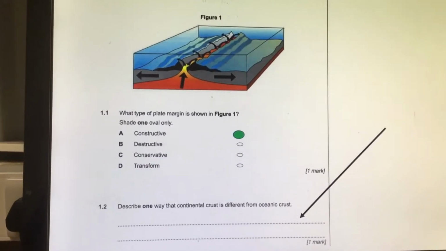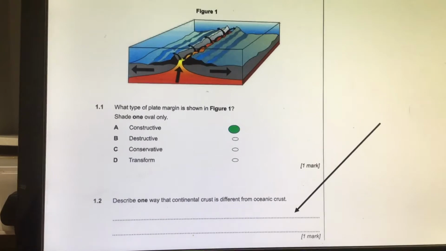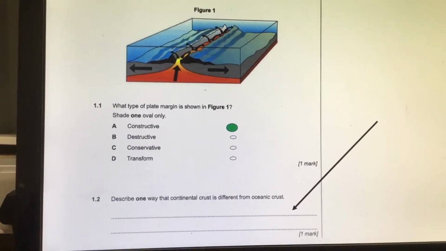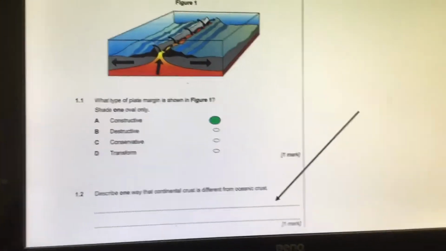Obviously, we know a destructive margin, that's where two plates are moving towards each other, and a conservative margin is where two plates are moving past each other. And transform is just the same as a conservative margin. So that's the first one.